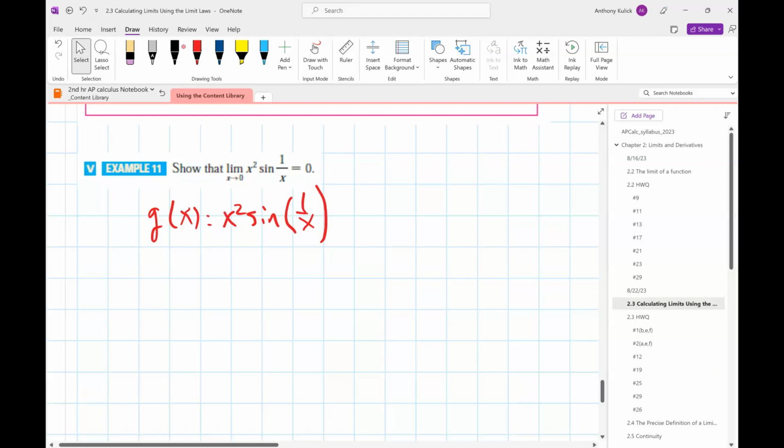Now, real quick, if I try to do direct substitution on this, I get all kinds of problems, right? I get sine of undefined, and what the heck does that mean? Sine's never undefined. It's a mess. What the heck do I do with this?